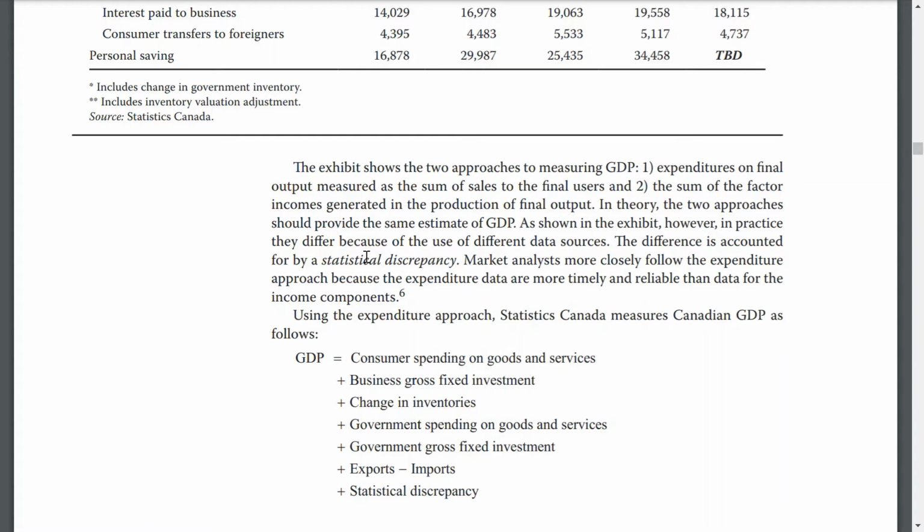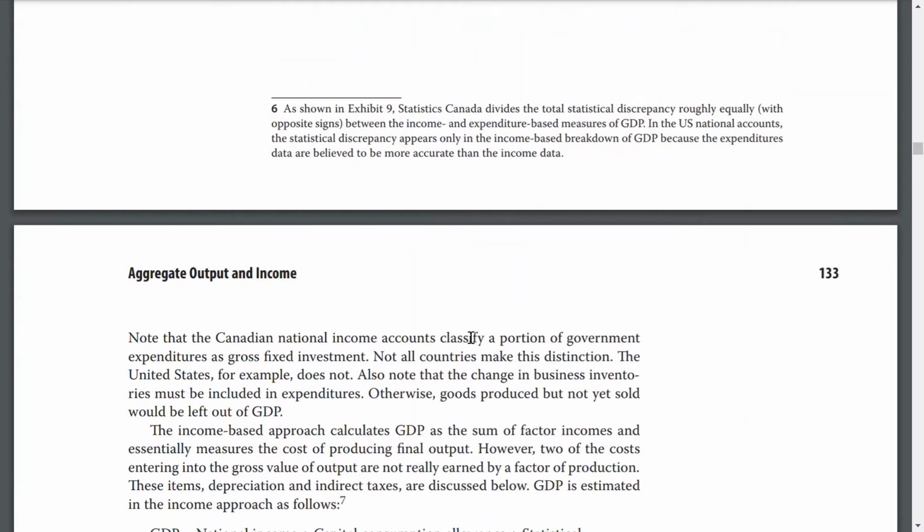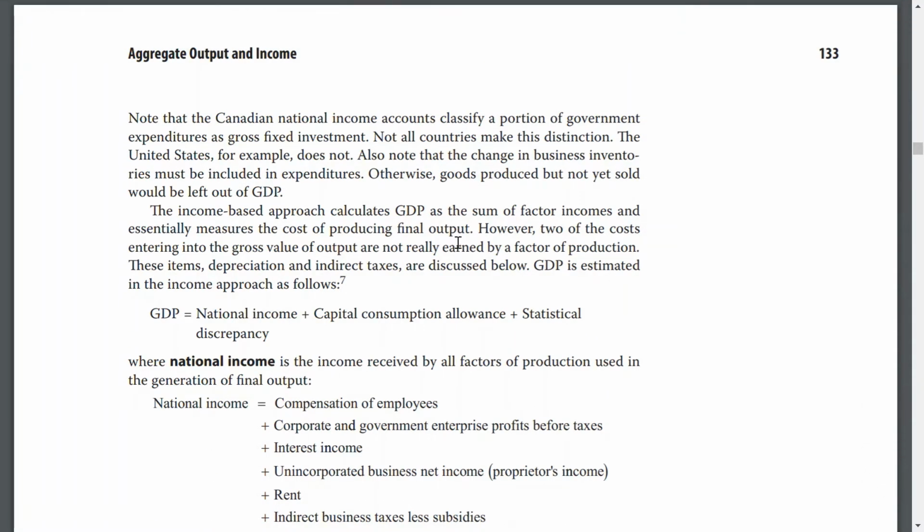Okay, so using the expenditure approach, Statistics Canada measures Canada's GDP by adding these economic activities all together. Note that the Canadian national income accounts classify a portion of government expenditure as gross fixed capital formation. Not all countries make this distinction. The United States, for example, does not. Also note that the change in business inventories must be included in expenditures. Otherwise, goods produced but not yet sold would be left out of the GDP.